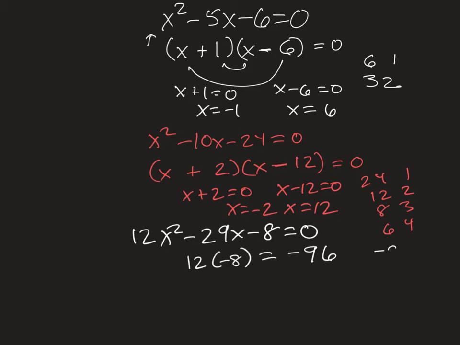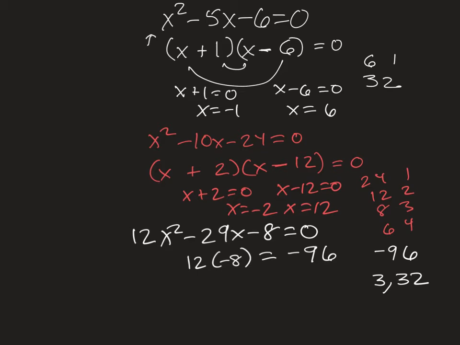So I want to figure out what factors of negative 96 will add to negative 29. Sometimes this can take some time. Let's see if we can figure something out. So 3 goes in, so if I did 3 and 32, okay, 3 and 32 works.